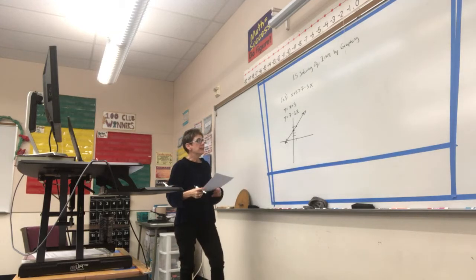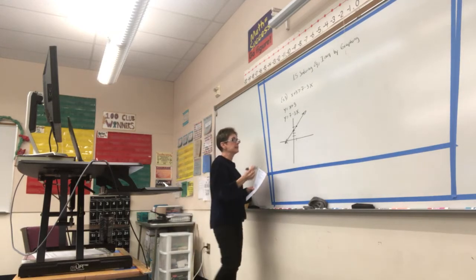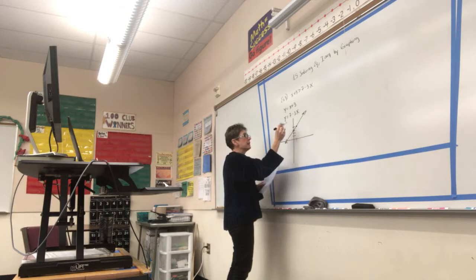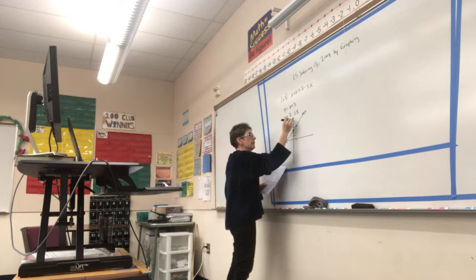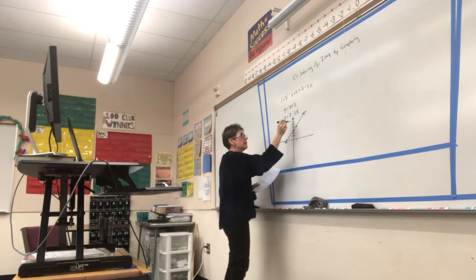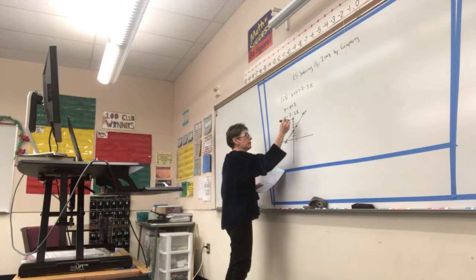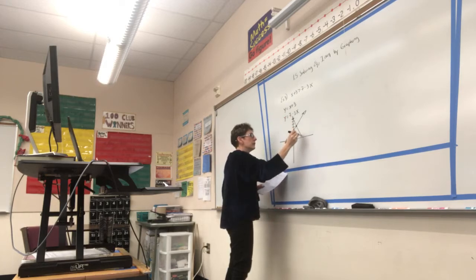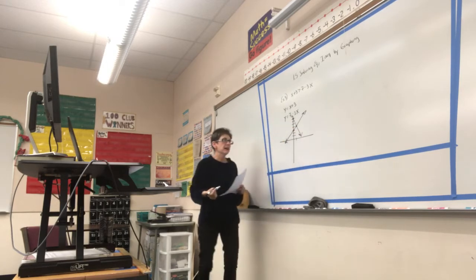To graph y equals 7 minus 3x, I'm going to have a y-intercept of 7. 1, 2, 3, 4, 5, 6, 7, right there. And then I'm going to go down 1, 2, 3, and over 1. So I can see that I have that line there.